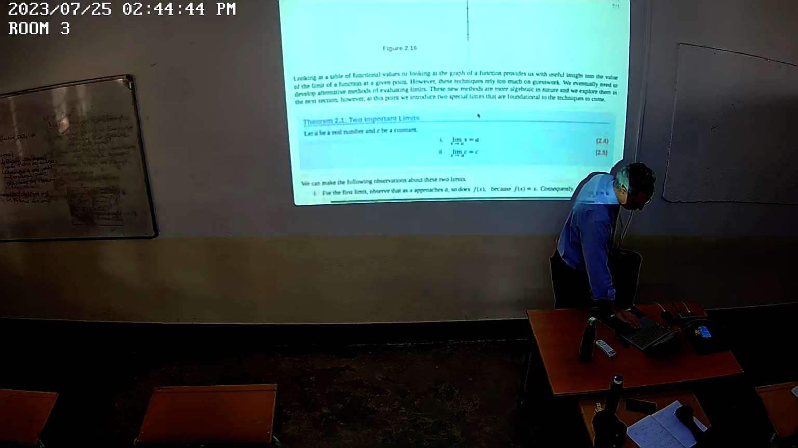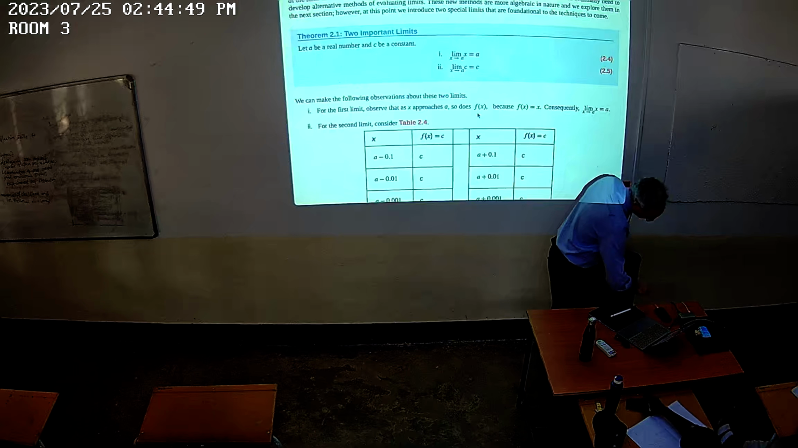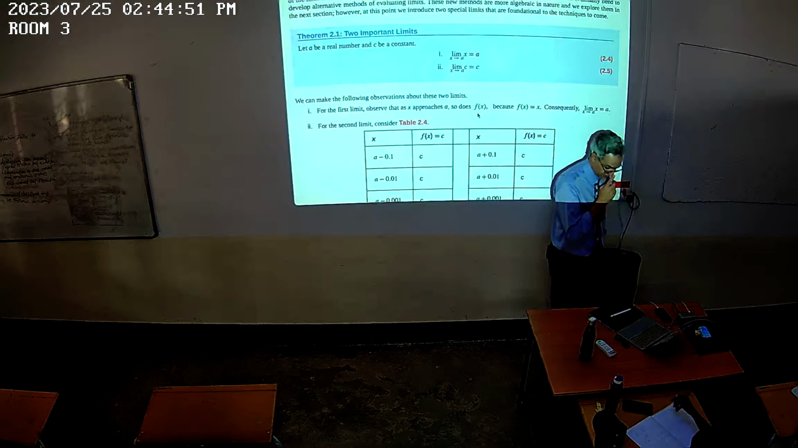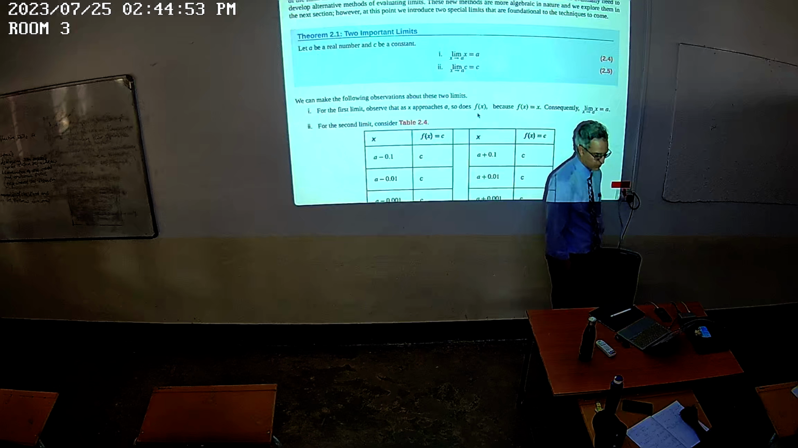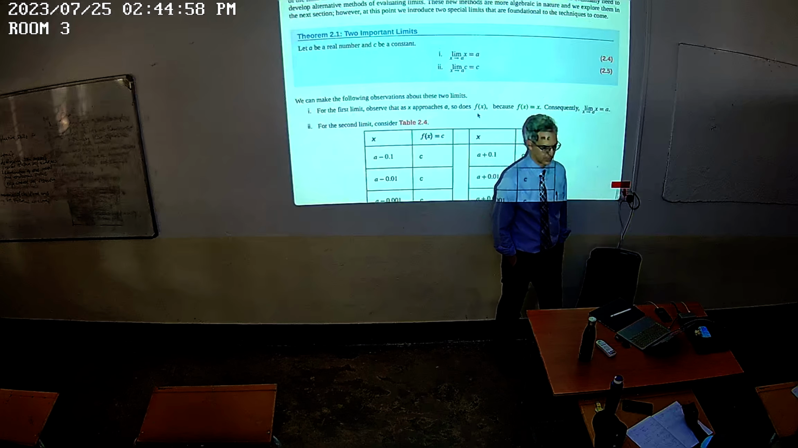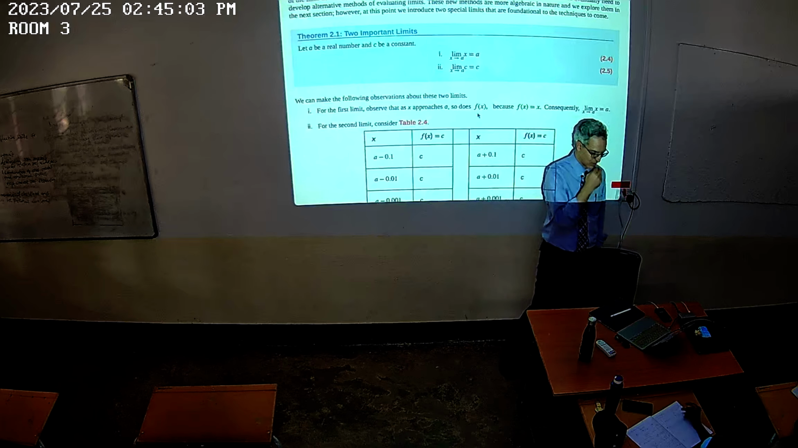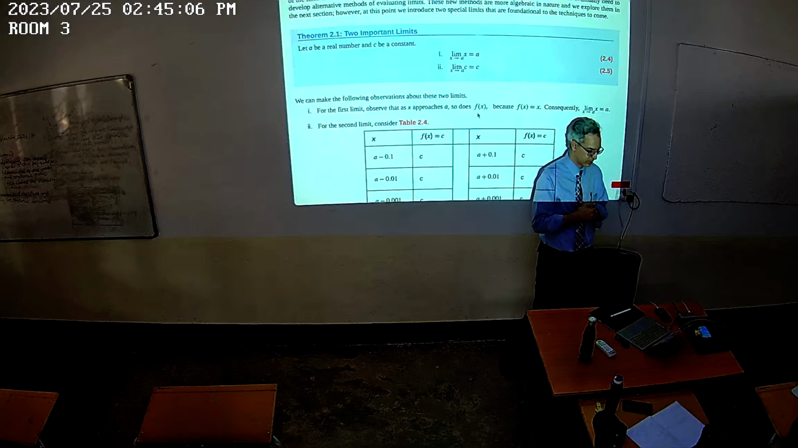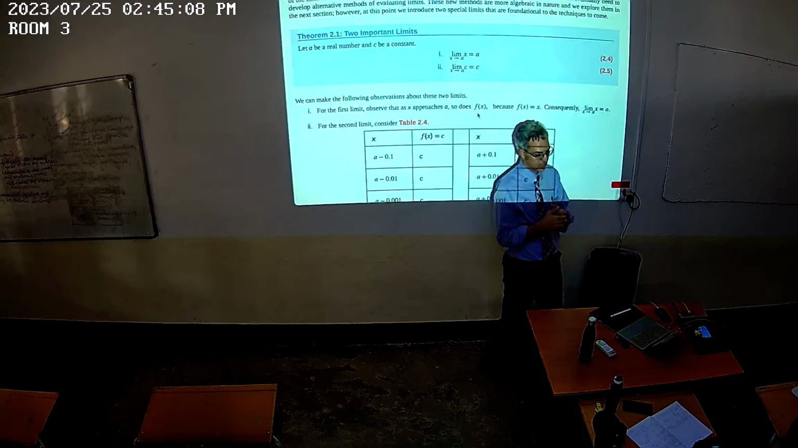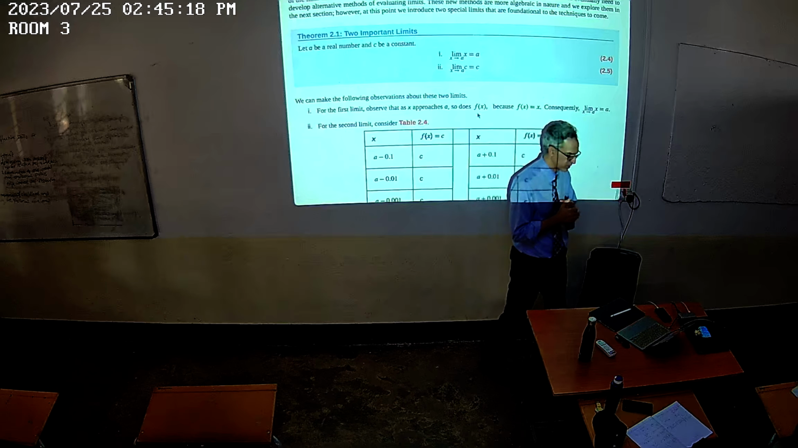Okay. Now we want to look at a few important laws of limits. There are laws for how you calculate limits. The reason we want to find limits is that derivatives are defined in terms of them, so we need to understand what we're doing here.